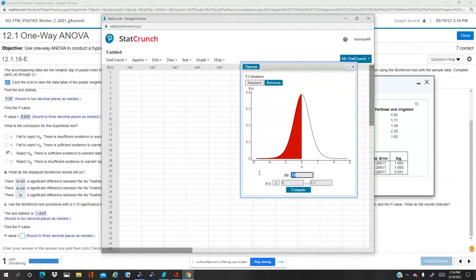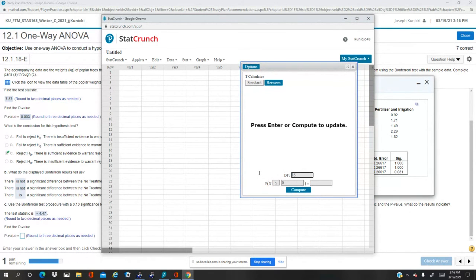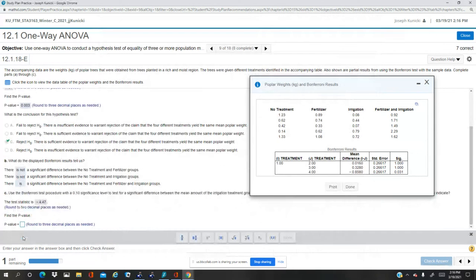First of all, the degrees of freedom. Now the degrees of freedom are for the whole test. There's 20 minus 4 because there's 4 columns. You add up 5 plus 5 plus 5 plus 5, there's 20. But there's 4 categories, so 20 minus 4 is 16. That's how we do it. And then here I put in the test statistic, negative 4.47, and it tells me the p-value is 0.0000. So it's essentially 0.